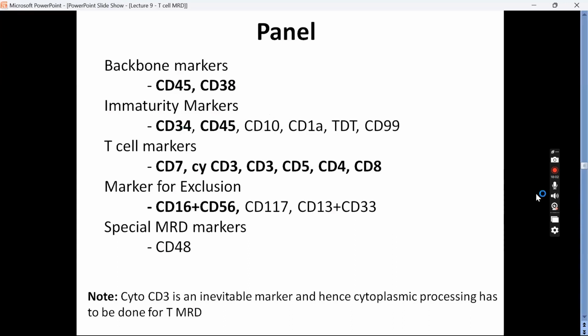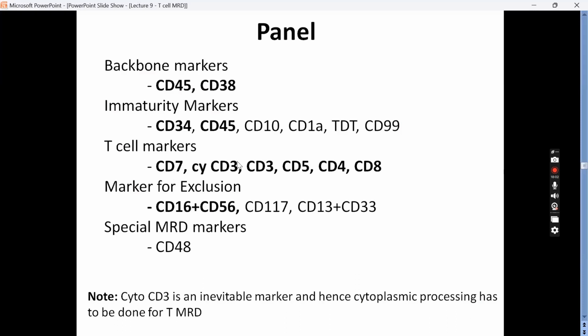Now again, CD4 CD8 double positive or double negative, both are signs of immaturity. But most commonly we get double negative during our MRDs, as an LAIP. So double negative is a sign of immaturity and double positive is a sign of immaturity.